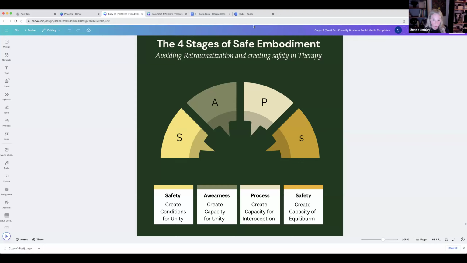Then we've got process. Once you bring a client into awareness, then we've got a process. That is also a skill. And you need two skills here. You need the skill of unity, and you need the skill of regulation. And you need, well, three skills. You need the skill of resourcing.